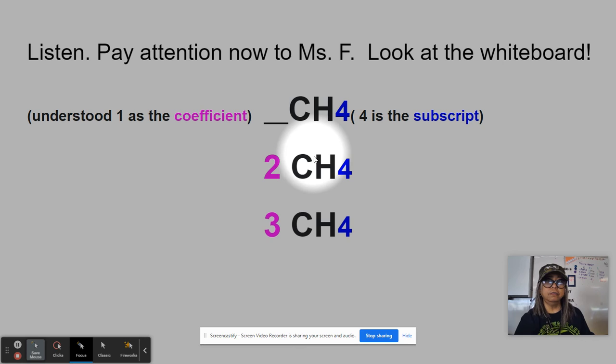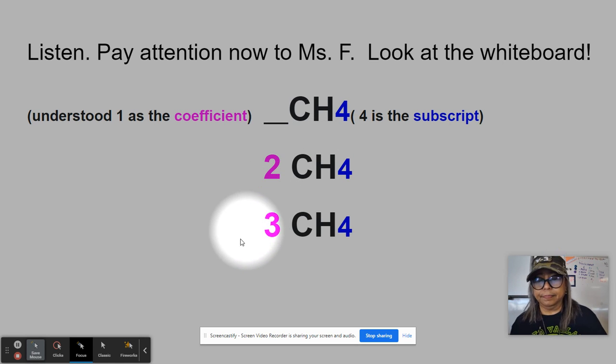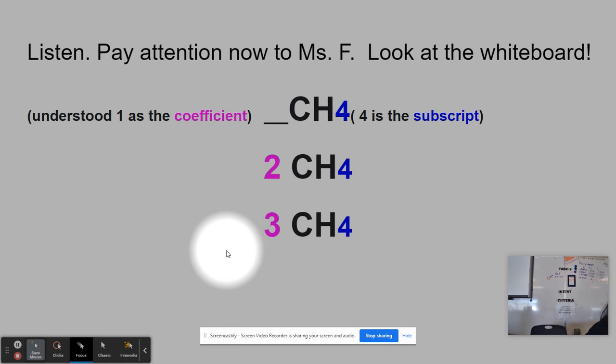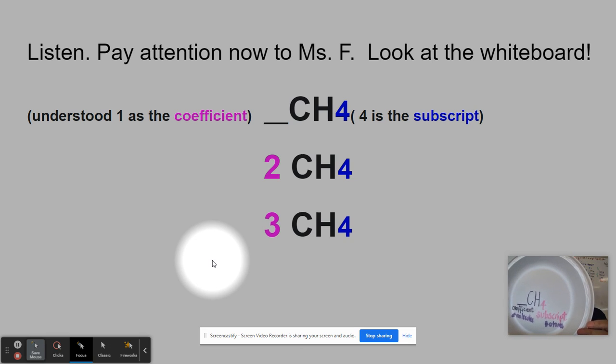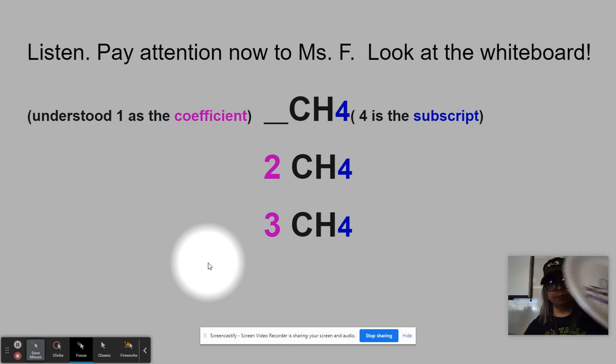Now, I want you to just take note. I hope you can see this, right? So the 4 is the subscript, and that subscript tells us about the number of atoms. The coefficient or the number before the formula tells us about the number of molecules.